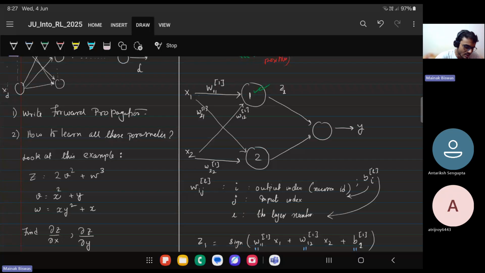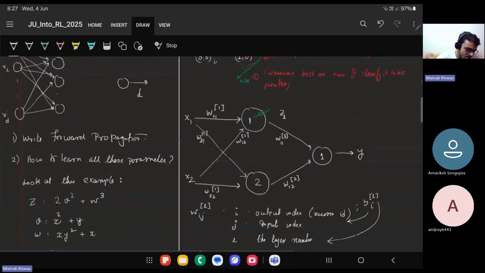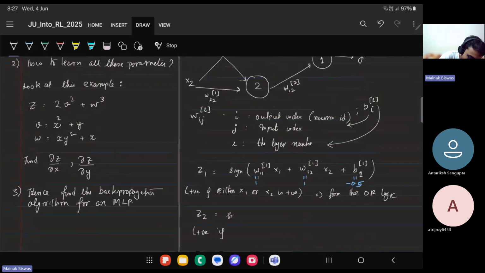That's right. Absolutely right. So now tell me, what would be the notation for this one? What would be the notation of W? W11 of layer 2. Very good. And this will be W12 of layer 2. Good. So now let's write down Z2. Z2 also is simple. So I will just write down the notation first. W21 layer 1 x1 plus W22 layer 1 x2 plus B2 of layer 1. Fine. So this is all right.